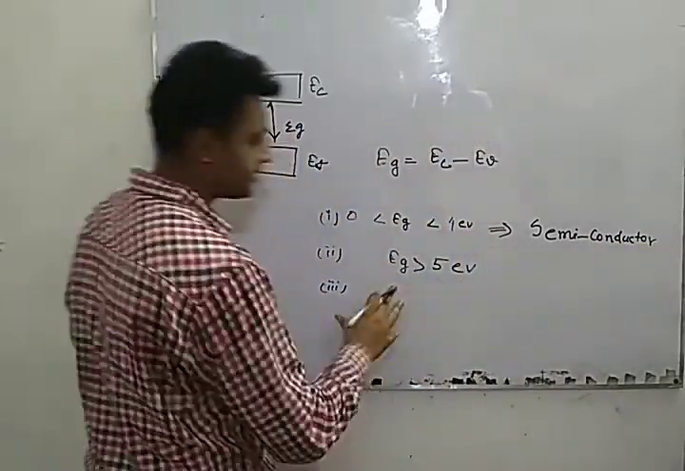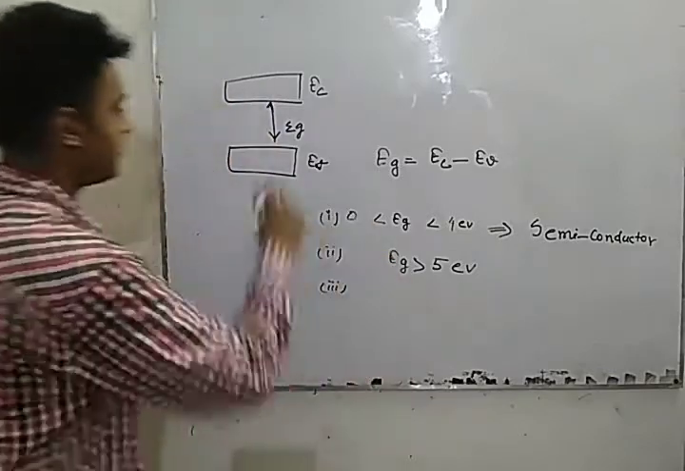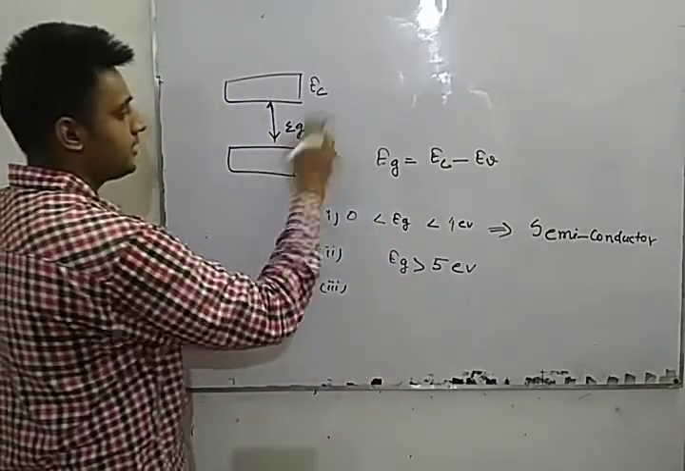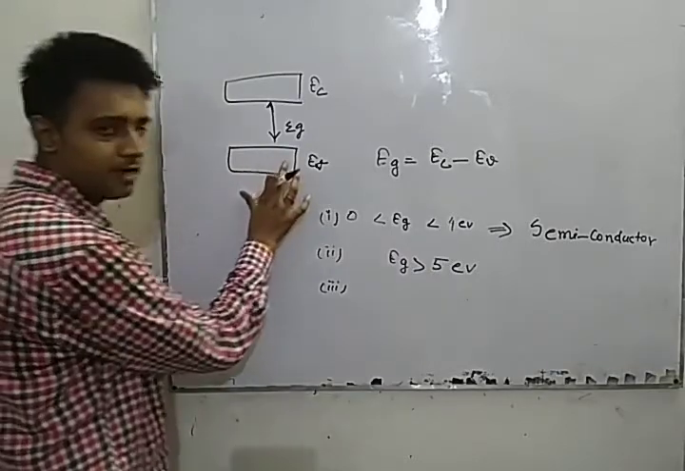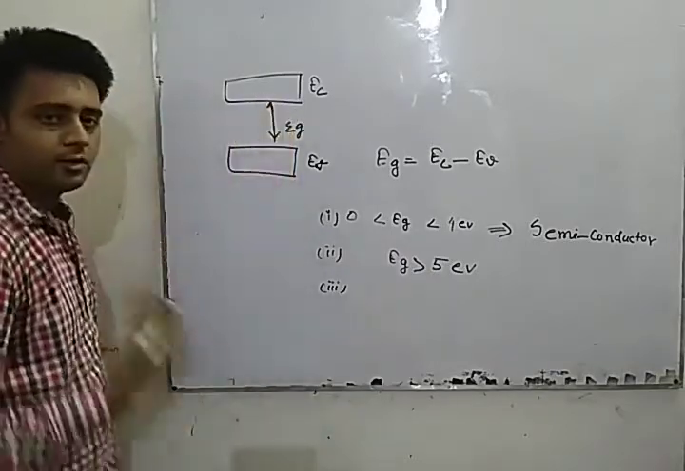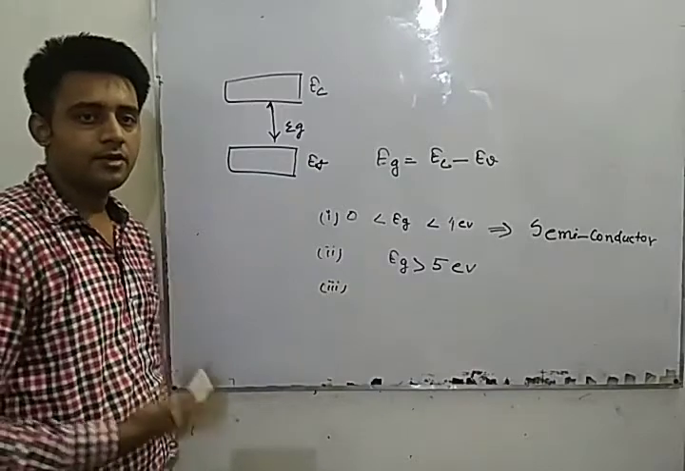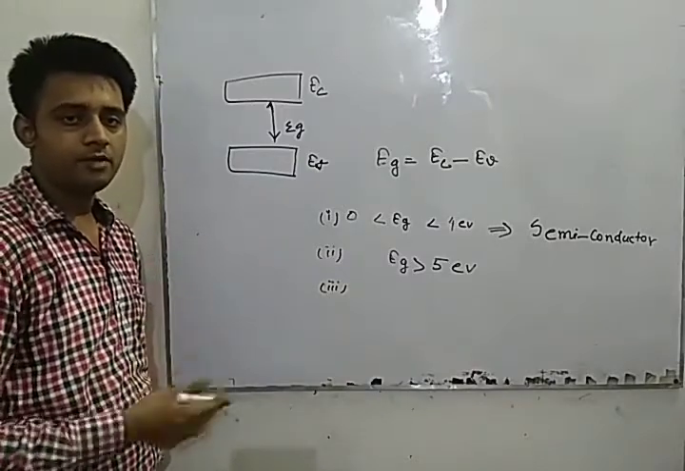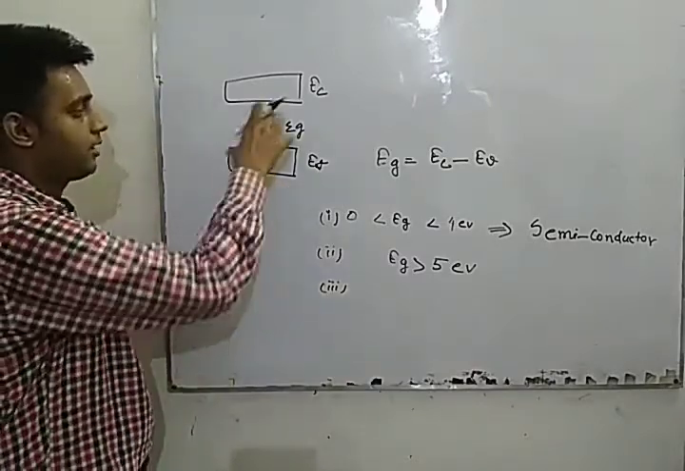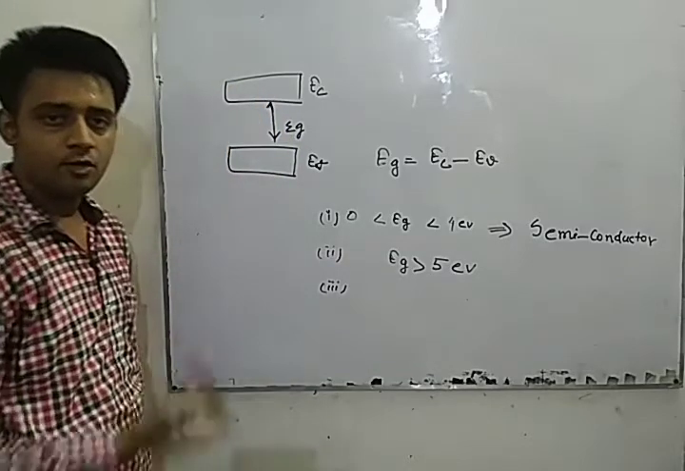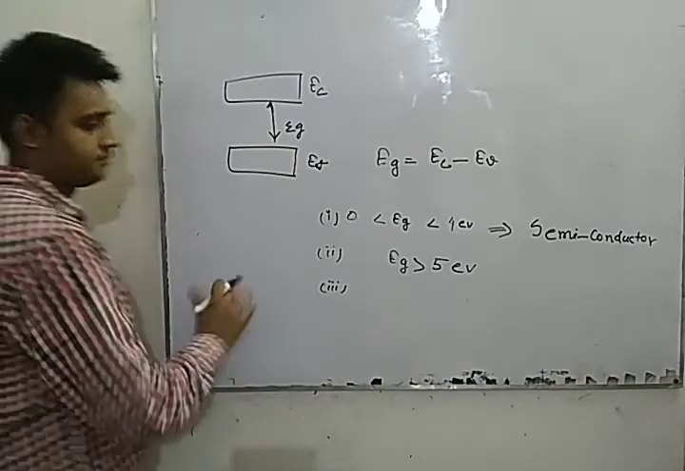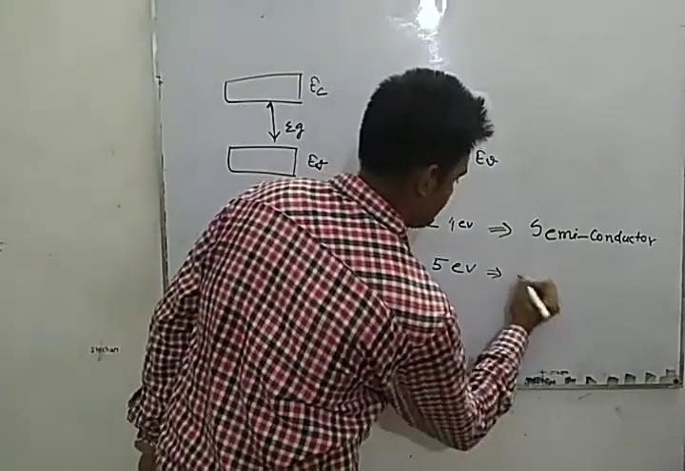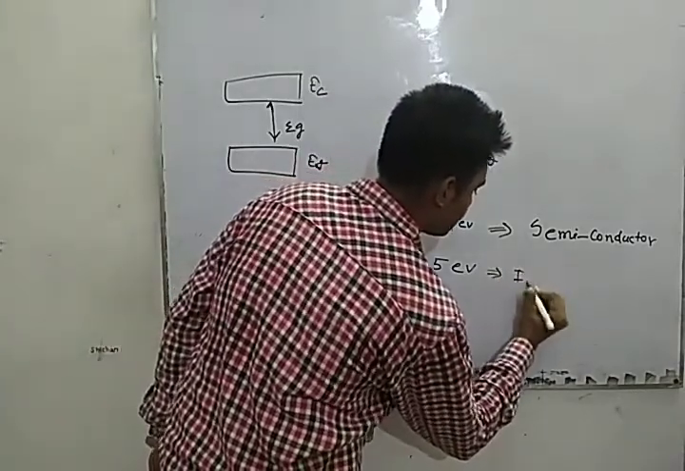If the value of Eg is greater than 5 electron volt, then obviously there is no excitation of electrons from the valence band to the conduction band. If there is no excitation of electrons from the valence band to the conduction band, then there is no probability of current flowing. There is no probability of generation, and no probability of recombination. So that's the thing. That is the insulator.